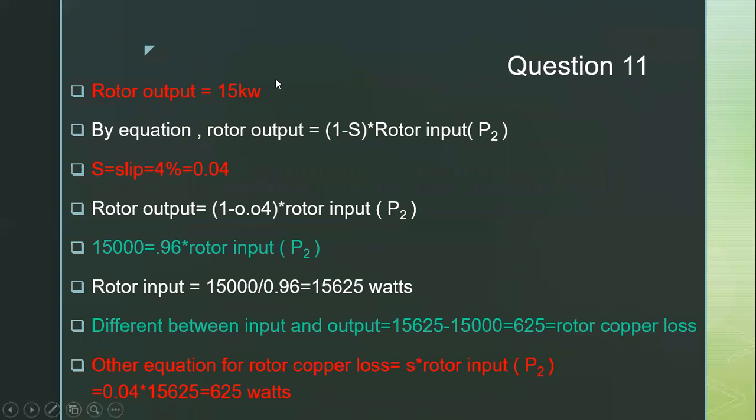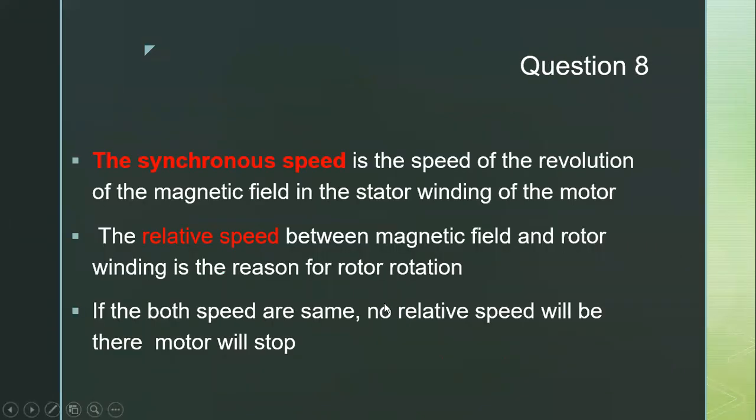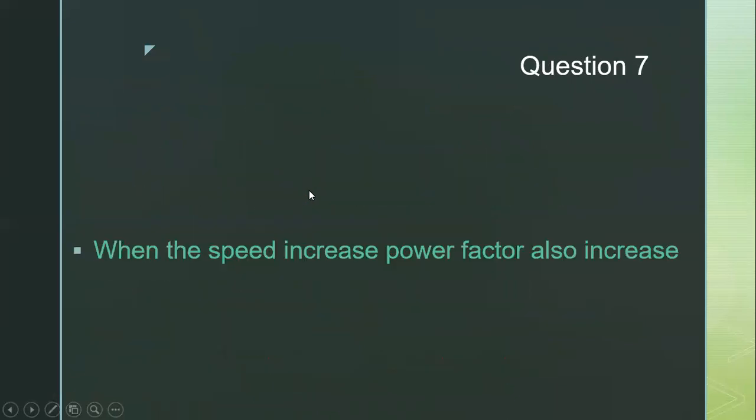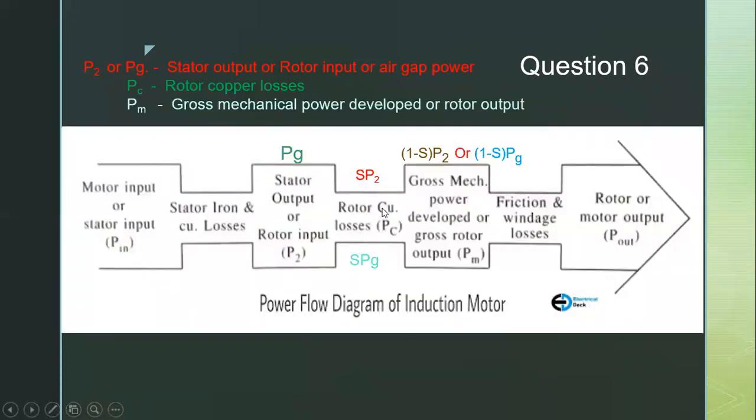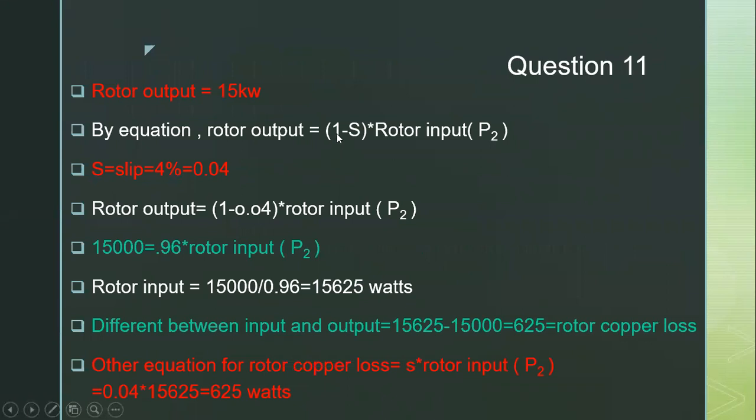So the rotor output is given as 15 kilowatt. By equation, last class we discussed that the rotor output is equal to (1 minus S) into P2, where P2 is the rotor input. Here the rotor output is given as 15 kilowatt.